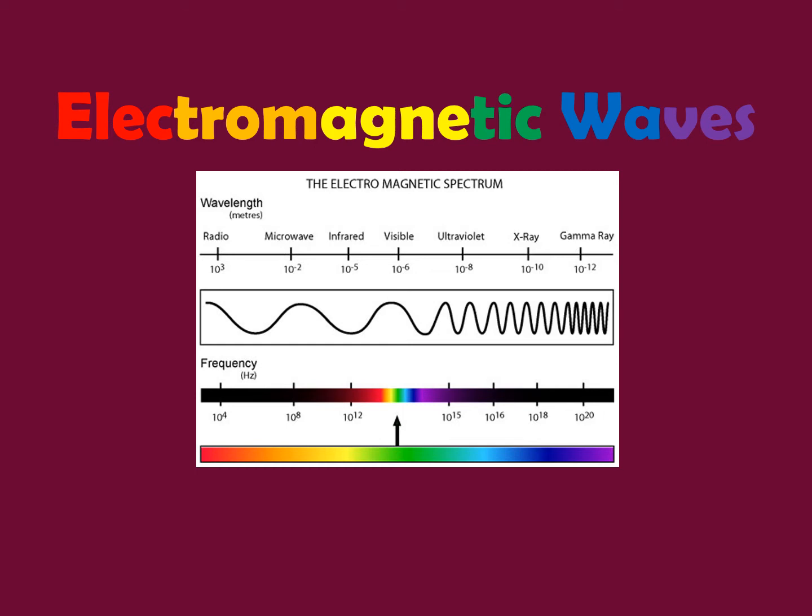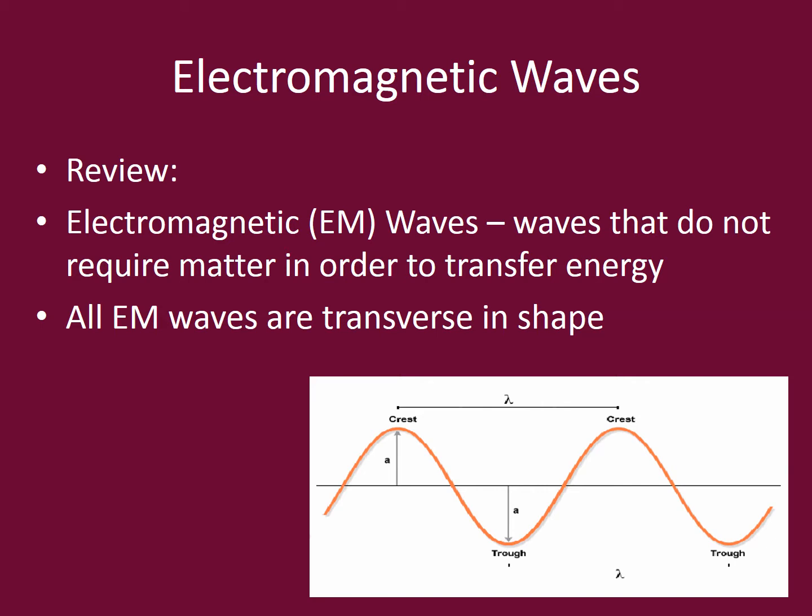All right, folks, we've got one more waves lecture to work our way through, this time talking about the electromagnetic spectrum. Now, it's been a while since our first waves lecture, so just a couple of reviews. First of all, electromagnetic waves are waves that don't need matter to transfer energy. So they can travel through matter, through gases or liquids or solids, but they don't have to. They can also travel out in space where there is no matter.